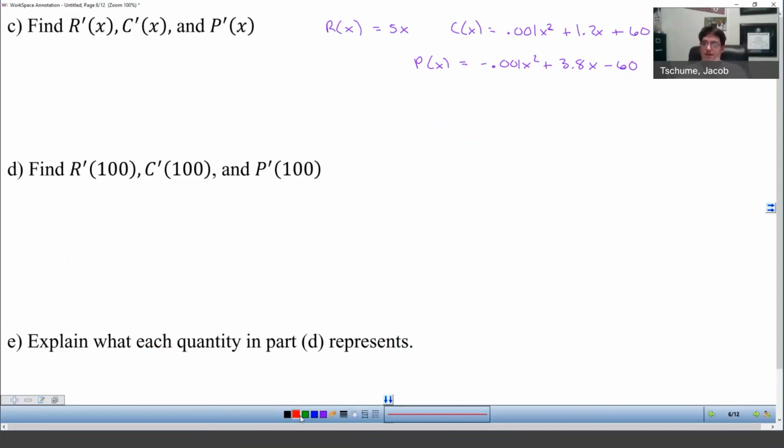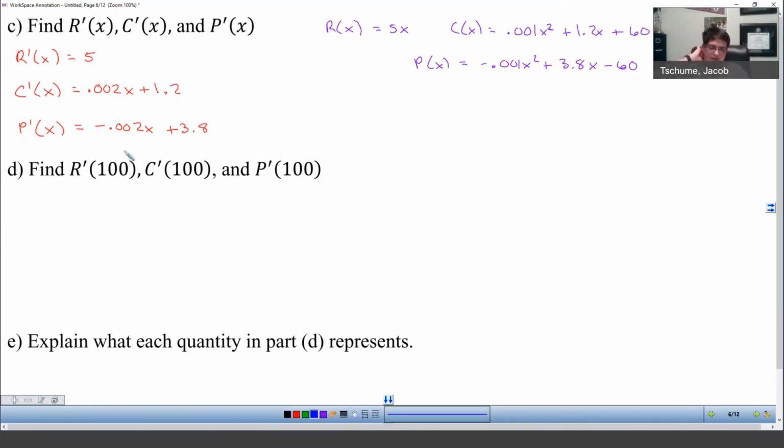All right, so part C. Find the derivative of all three of those functions. So r prime of x is going to be 5. That was pretty simple. C prime of x is going to equal 0.002x plus 1.2. And then the derivative of your profit function is negative 0.002x plus 3.8.